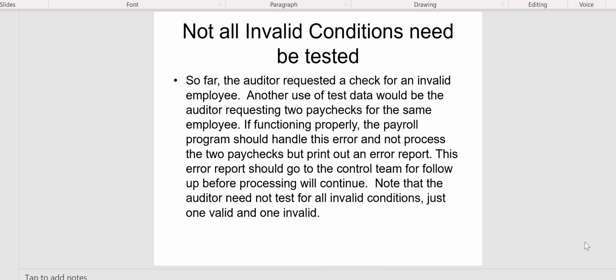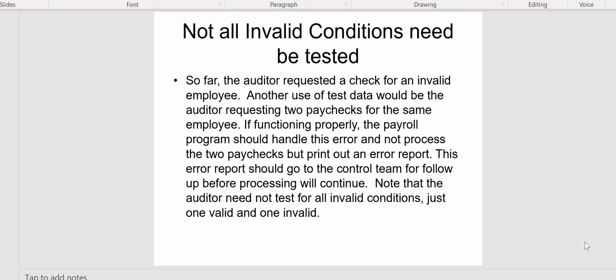What are some other uses of test data? Well, so far, we requested a check for an invalid employee. Another use of test data would be the auditor requesting two paychecks for the same employee. If functioning properly, the payroll program should handle this error and not process the two paychecks. In fact, probably not process any paychecks for that one employee, but instead print out an error report saying something like, hey, you requested two checks for this one employee. This error report should go to the control team for follow-up before processing will continue. See, the auditor's always interested in error resolution.